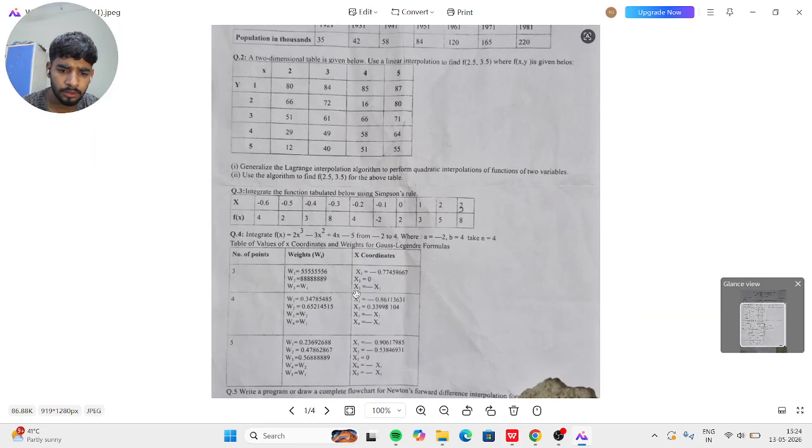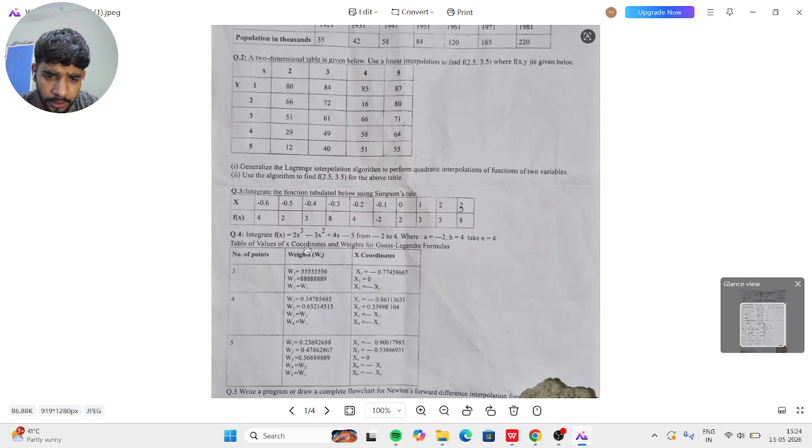Now we will see question number 4. Here it is. It says integrate the function 2x cubed minus 3x squared plus 4x minus 5, from minus 2 to 4, where a equals minus 2, b equals 4, and take n equals 4.